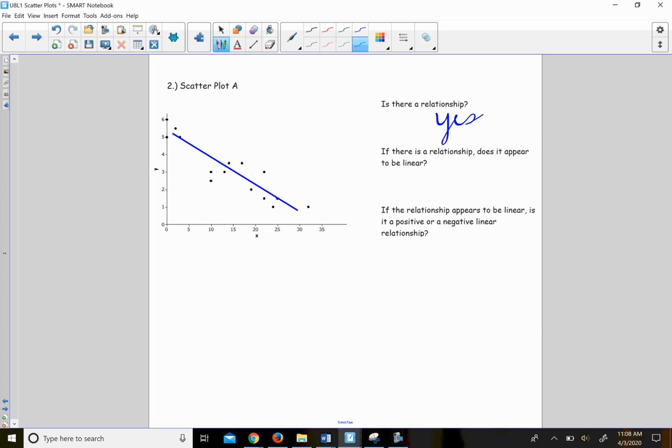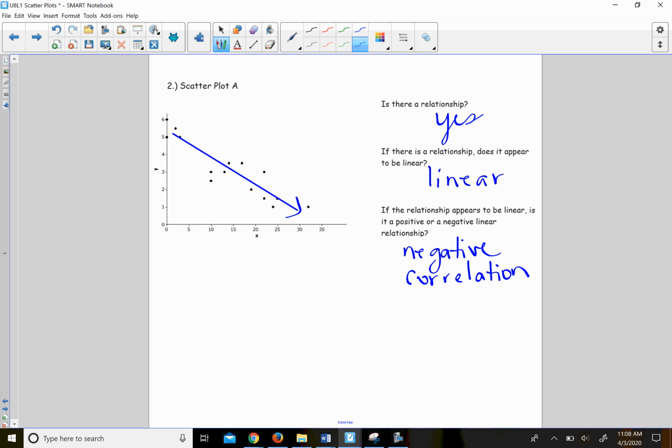So is there a relationship? Yes, there is. If there is a relationship, does it appear to be linear? Do you think this line is the best thing I could use to show the relationship? I would say, yeah, that linear fits in there. All right, now that we know there's a relationship and that it appears to be linear, is it a positive or negative relationship? If I look at this, the graph is pointing down from left to right. So we're going to say that it's a negative relationship, or a negative correlation. We'll use the math terms here.